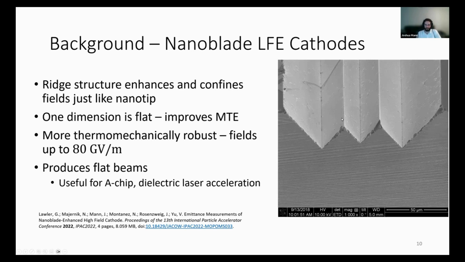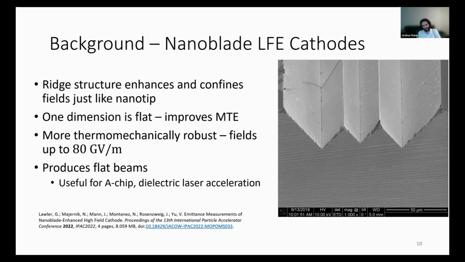Additionally, one dimension is flat. So in this direction along the nanoblade, we do not get that extra MTE contribution from the curvature that you would normally get from a nanotip. Another point is that they seem to be more thermomechanically robust. Determined by experiment, we've observed surface fields up to 80 gigavolts per meter, whereas nanotips, as I mentioned before, only got up to maybe 40. And so that's a factor of 4 in intensity. So that is a substantial improvement.